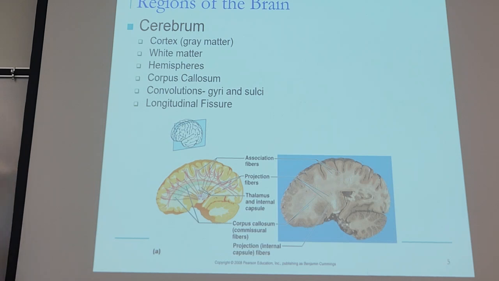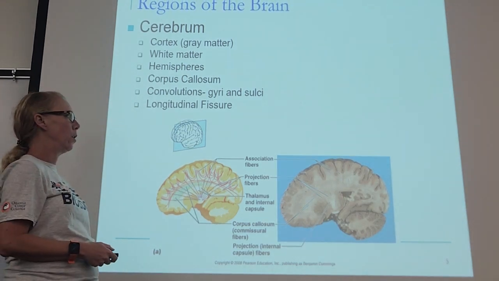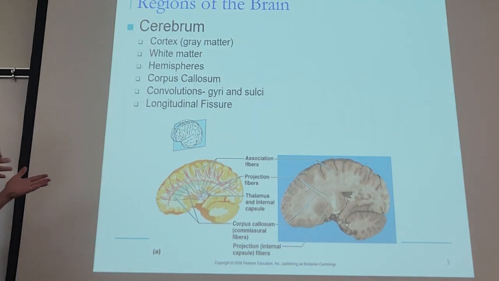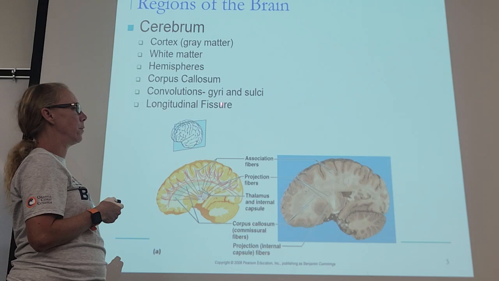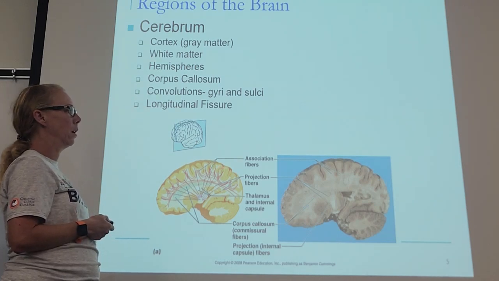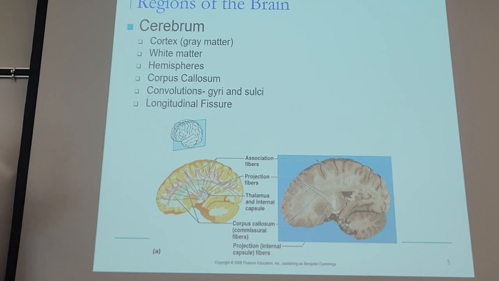The corpus callosum is the union between the 2 hemispheres, it allows for communication between them, which is nice. And we know that a gyrus is basically a bump and a sulcus is a depression. And the longitudinal fissure is what separates the 2 hemispheres. So nothing new here. We've looked at this already in lab, which is nice.